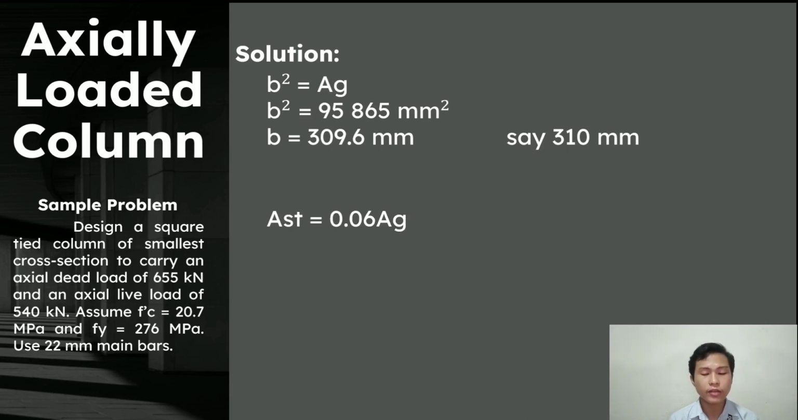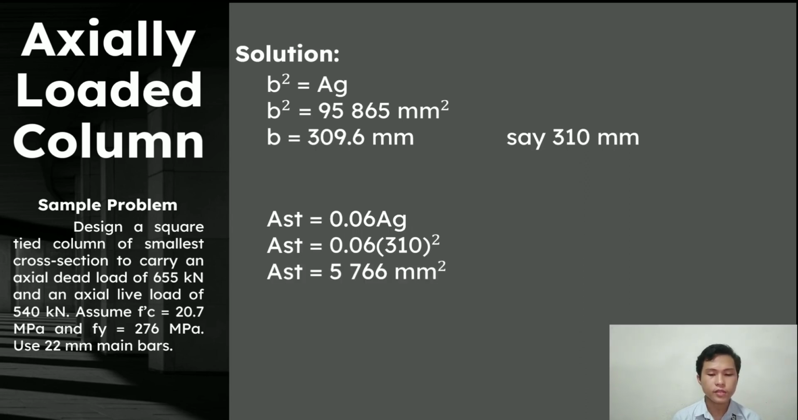We'll now get the value of our Ast, and in this we'll use the 310 for our Ag. So Ast is equal to 0.06 Ag, and by substituting it, Ast is equal to 0.06 times 310 squared. So Ast is equal to 5,766 square millimeters.